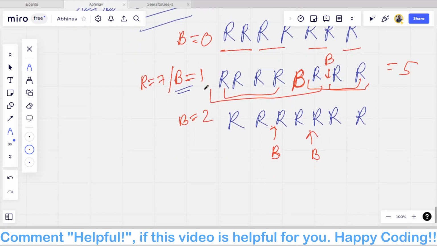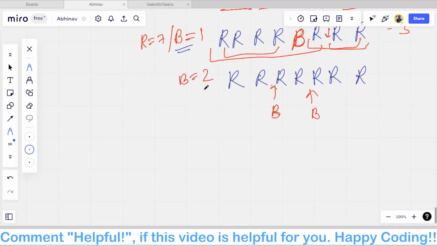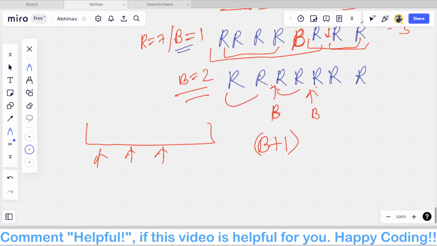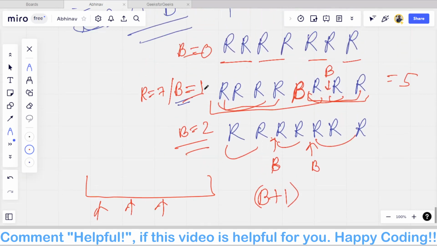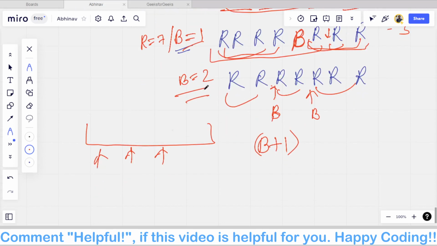So basically what we can do is, we have an array and we have to do its partition. How many partitions can we do? We can do b plus 1 partitions, because when the value of b was 2, we are doing 3 partitions: 1, 2, 3. When the value was 1, we are doing 2 partitions. When the value was 0, there was only 1 partition. So for a particular number of r's, we are doing b plus 1 partitions.